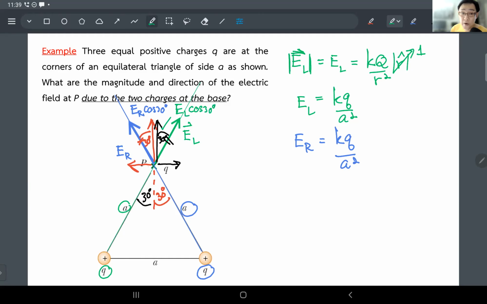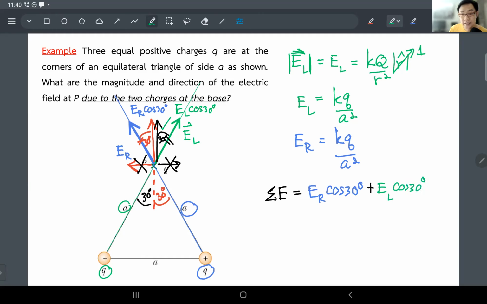And because I know these two vectors have exactly the same size, the horizontal components must cancel perfectly. So you're only going to have a net vector pointing upward. Cool. All right, so I can work that. Net electric field is going to be just E_R cosine 30 plus the green component that points vertically, E_L cosine 30.